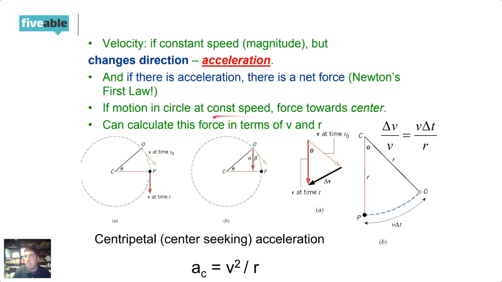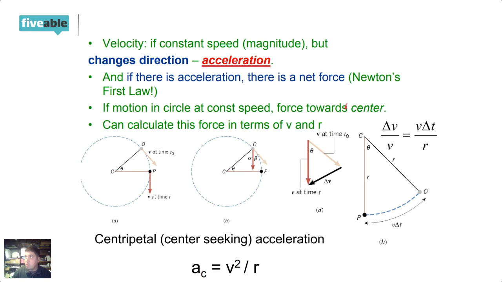So here's the if part right here. If we move along at a constant speed around this circle, so the magnitude of the velocity is the same throughout this entire motion, let's say always 10 meters per second, we have an acceleration that will always point towards the center of the circle. Always, always, always in there.